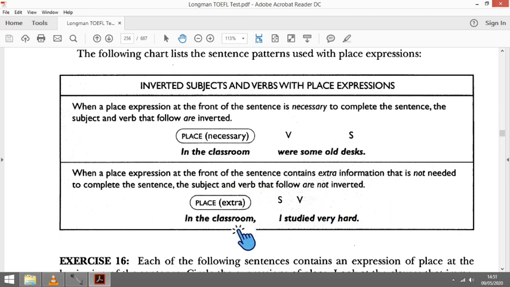Okay, this one is extra information. This one is necessary information. We need it, so we invert directly: verb, subject. In the classroom, I studied very hard. I studied very hard. I don't need where I study, in the classroom. But this one is very needed.